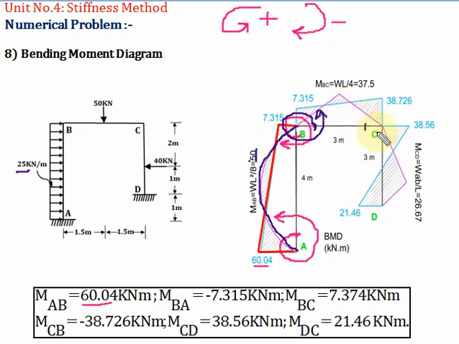Now moment in member CB. What is the moment in member CB? Minus 38.726. That means clockwise, minus. So I will rotate the joint C in clockwise direction and cut the member CB once. This value 38.726 is above the line CB. Okay. Now after that, what do you have to do? You have to join this by a straight line.